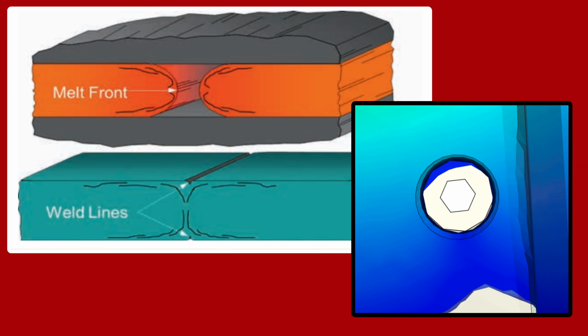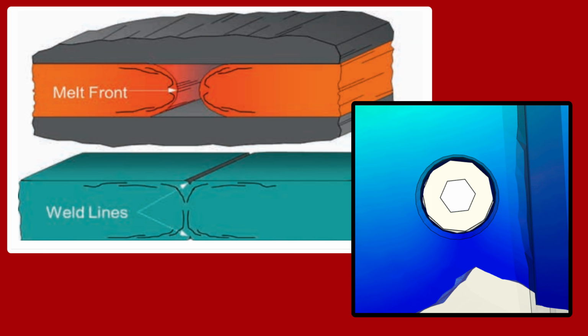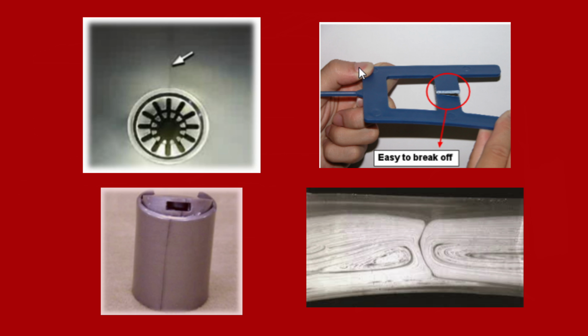Weld lines, also called knit lines, form when two plastic melt fronts meet inside a mold. Depending on how those melt fronts interact, weld lines can affect both the appearance and the strength of the final part, creating visible surface marks and in some cases critical weak points.